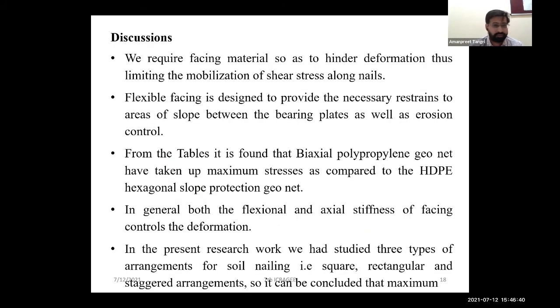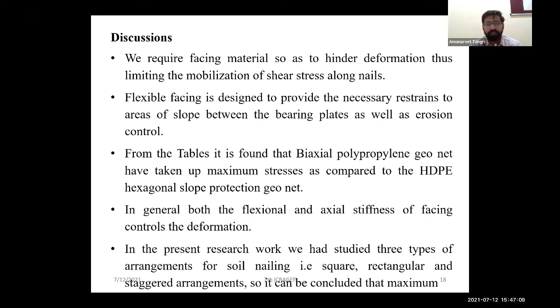So talking about the discussion part, we require these facing materials so that they could hinder the deformation, thus limiting the mobilization of shear stress along the nails. These flexural facings also provide necessary restraint to the areas of flow between our bearing plates, as well as erosion control. From the table, we have found that in all of the cases, the biaxial polypropylene unit has taken maximum stresses as compared to the HDPE hexagonal slope protection unit.